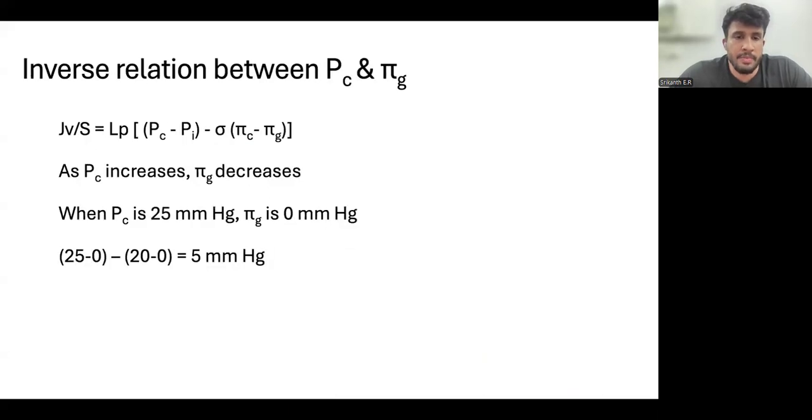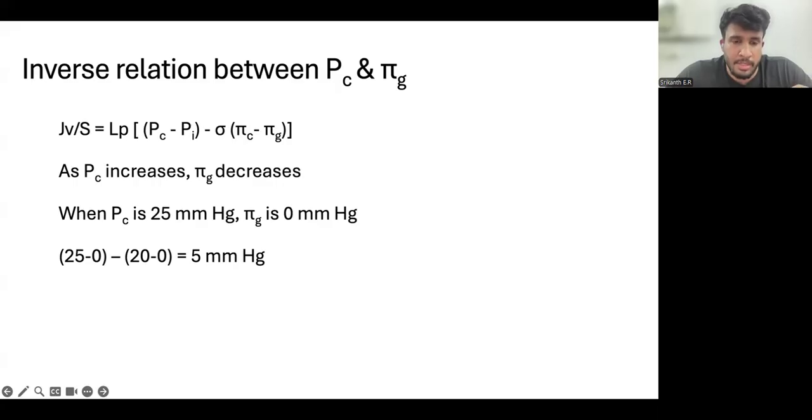So other than this, we'll also look at the inverse gradient between the capillary hydrostatic pressure and the oncotic pressure of the subglycocalyx. So basically what we have understood is that when capillary hydrostatic pressure goes up, the filtration goes up, so the subglycocalyx oncotic pressure becomes lower and lower. So that's what happens in the experimental settings. When we increase the capillary hydrostatic pressure, the pi g, which is the oncotic pressure of the subglycocalyx, decreases. So let's assume that the capillary hydrostatic pressure is 25 millimeters of mercury.